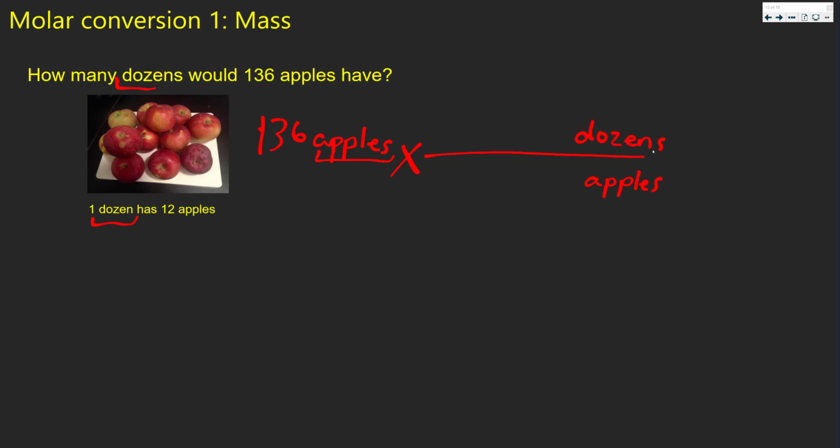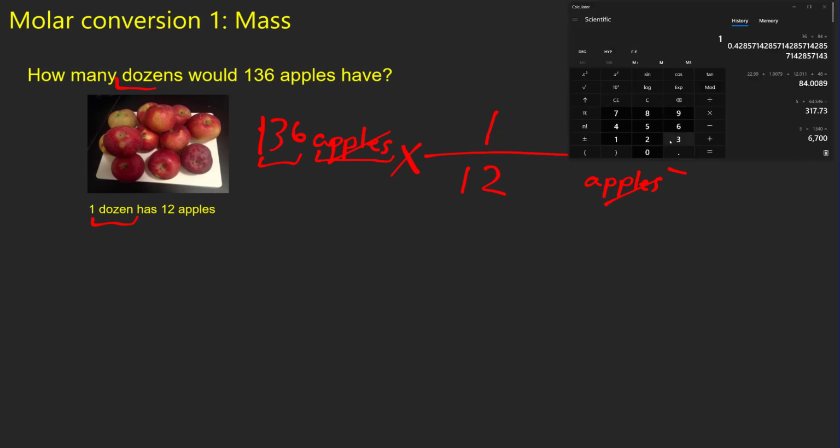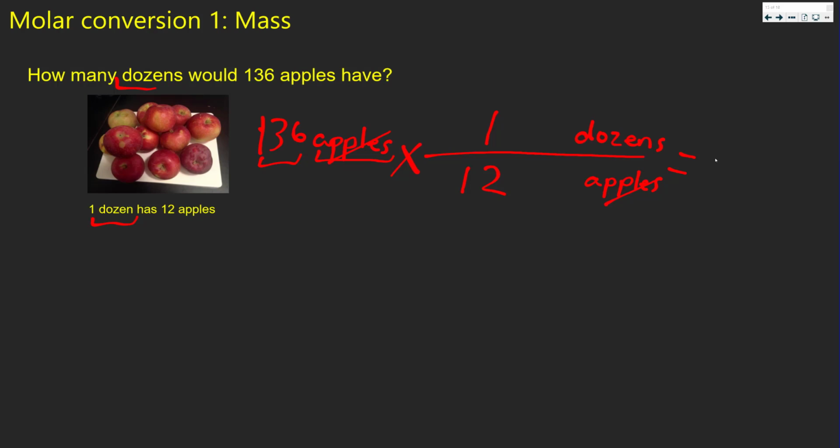Then I'm going to put some conversion factor numbers in here. So 1 dozen has how many apples? We have 12 apples. And if you do the math here, apples and apples would cancel out. This is just 136 times 1 divided by 12. If I bring up my calculator, this is 136 divided by 12. You have 11.33 dozens, not apples. So that's your dozens. Okay, that doesn't even look like dozens, but that unit gets carried over there. That's why we use unit analysis.